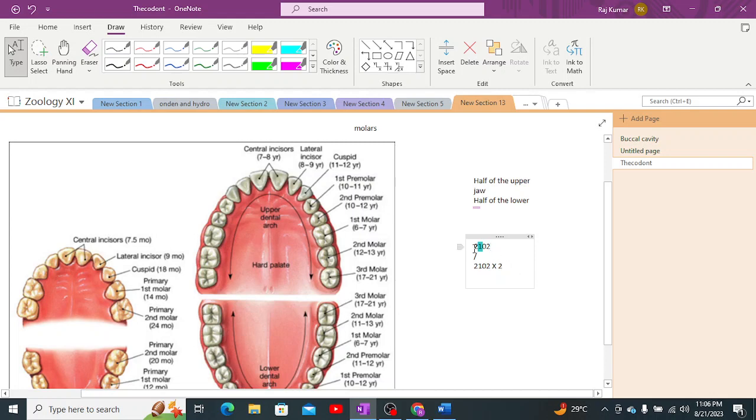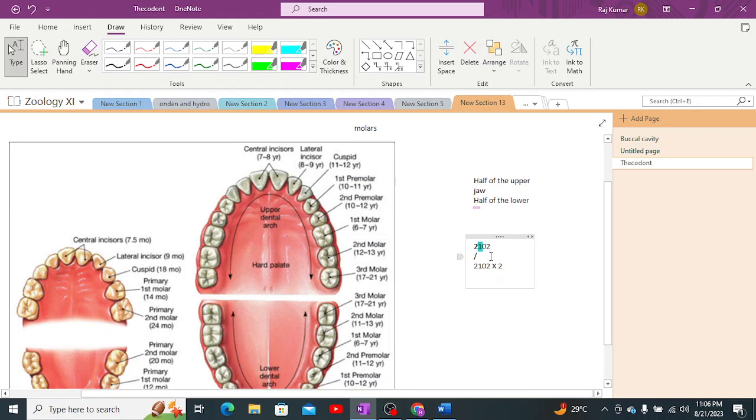Now first we are going to count the incisors. Here we have 2 incisors in half of the upper jaw and 2 in half of the lower jaw. So when we count them, it will become 4, and 4 into 2 will be equal to 8, which means there are 8 incisors. Secondly, we have canines. One canine is present here, so it will become 2, and 2 into 2 is equal to 4, which means there are 4 canines. On the other hand, there are 0 premolars, which means 0 into 2 is equal to 0.